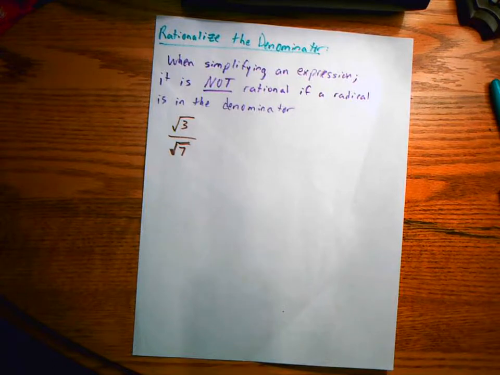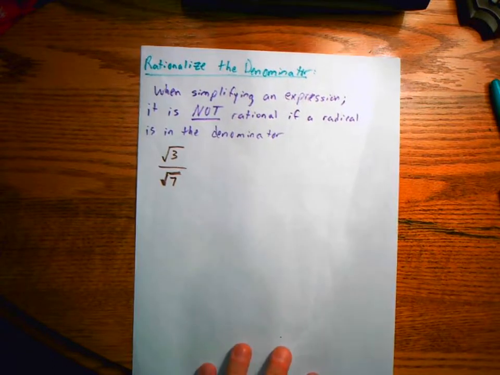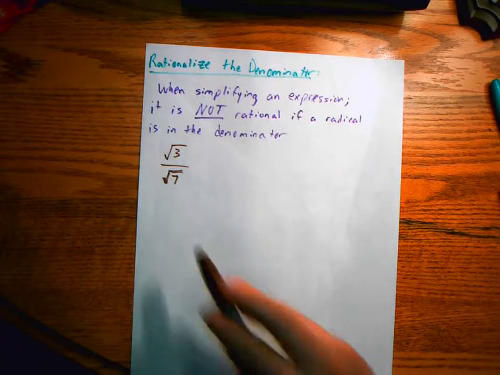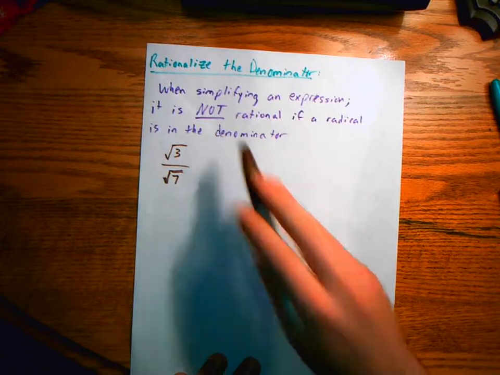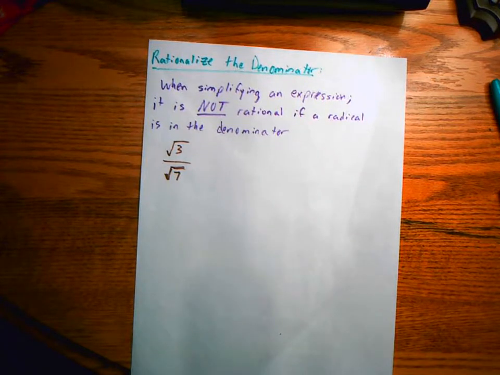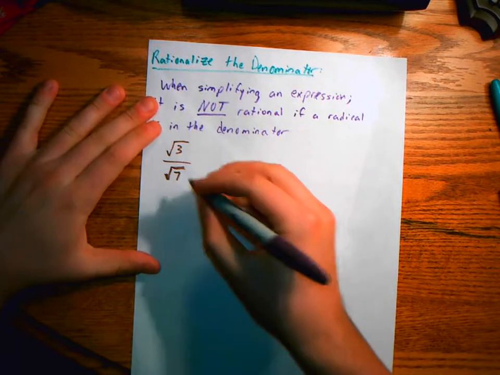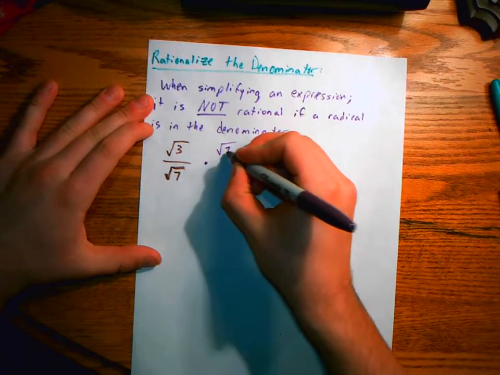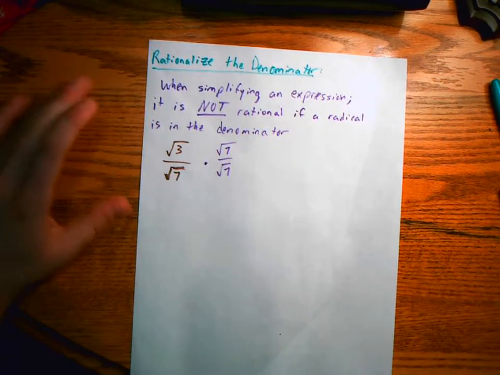Now the next thing I want to go over is how to rationalize a denominator. Whenever you write a rational expression and you have a radical in your denominator, it's not considered a rational number. You have to rewrite the number without the radical symbol appearing in the denominator. So the way you can eliminate that is by taking whatever your denominator is in the radical and multiplying it by the top and the bottom.